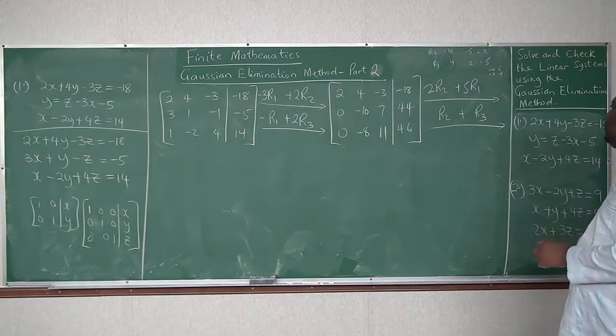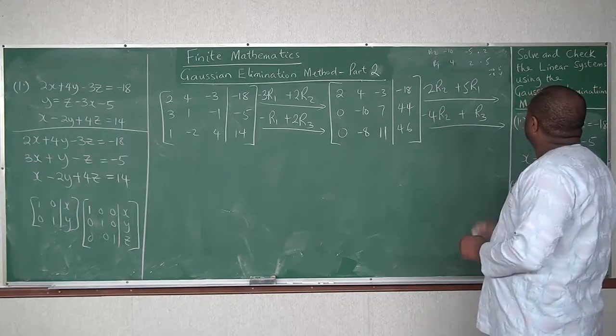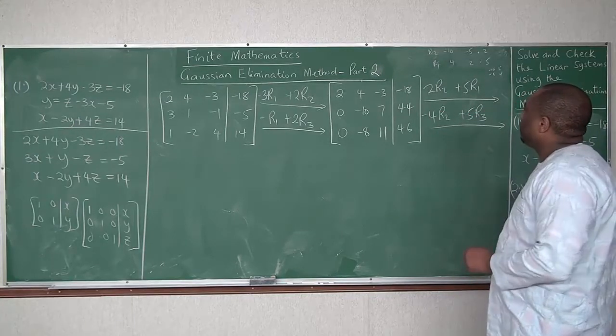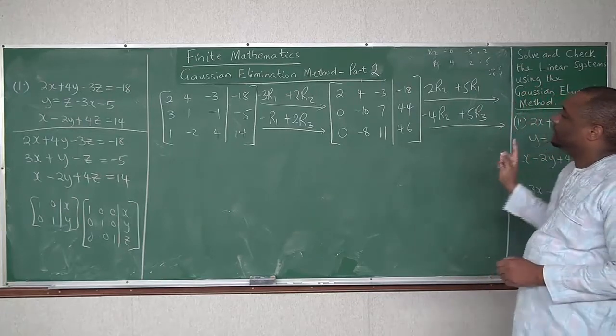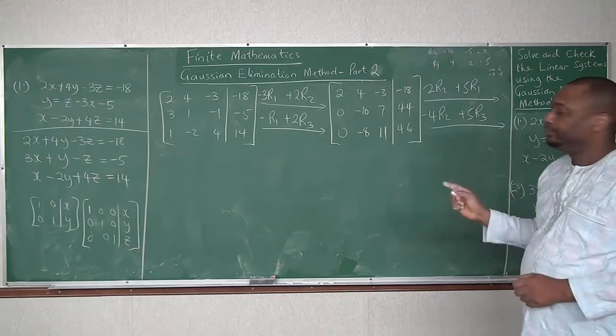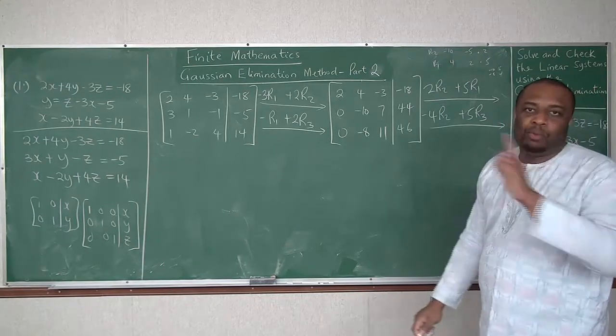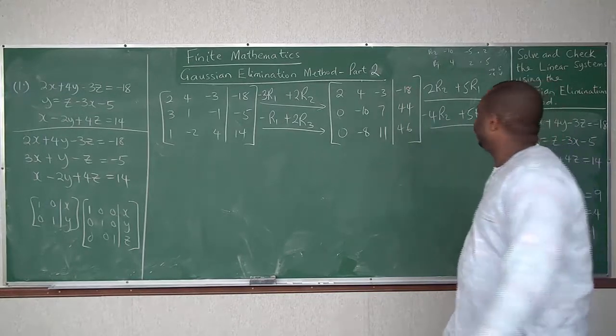Then I prefer using negative 4 R2 plus 5 R3. Because this will be negative 10, and negative 4 times negative 10 is 40. 40 minus 40 is 0. Okay? You need to view my part 1. If you don't understand what I'm doing, you need to view part 1 right away.